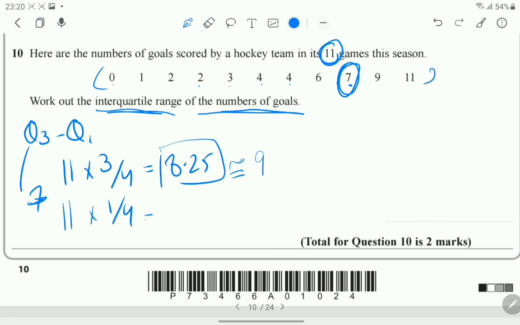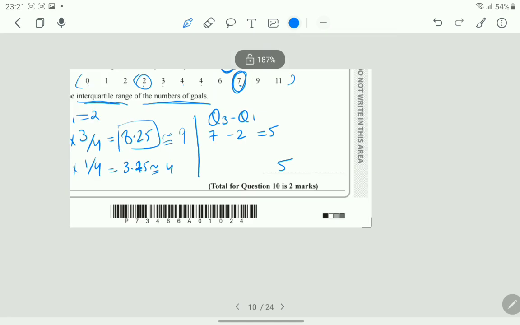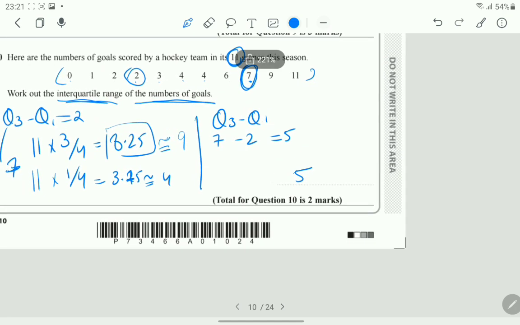Now let's work out what would be our Q1. 1 by 4 of 11 is 2.75, sorry, and as I just said, you round up, it would be 3. Look out for the third value, and the third value is 2. So Q1 is 2. So the interquartile range is Q3 minus Q1, and Q3 is 7, Q1 is 2, and the answer would be 5. It doesn't really require maths, it just requires you to know your formulas for statistics.